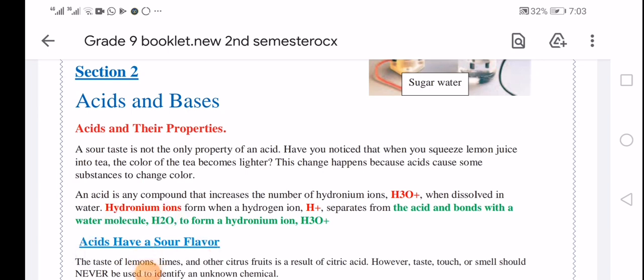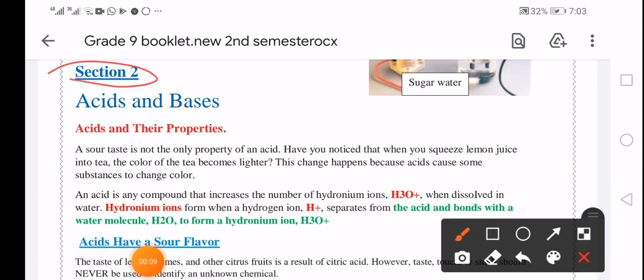Today we are going to continue chapter 10. So let's start. Section 2: Acids and bases. Acids and their properties. A sour taste is not the only property of an acid.